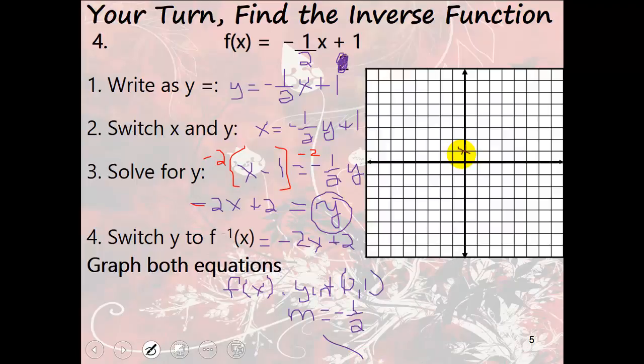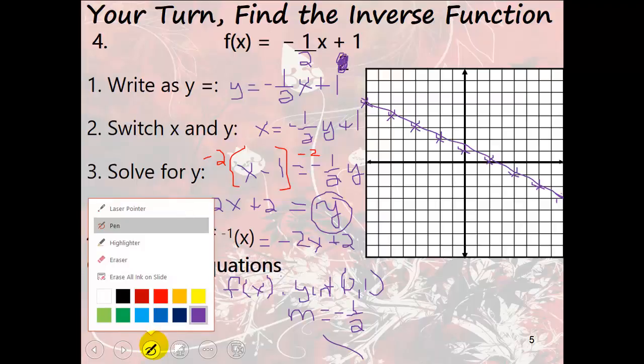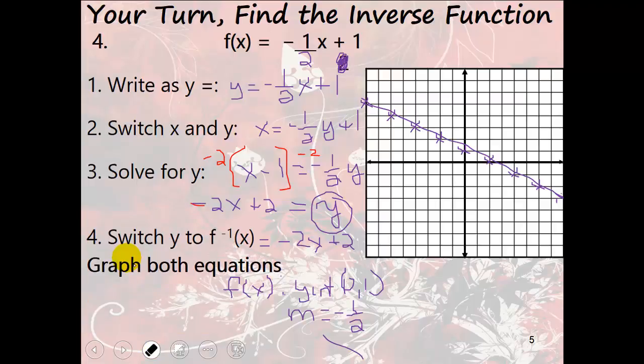Up 1 over 2 to the left, and keep going. Then down 1 over 2 to the right, and keep going. And then I'm going to connect this line. All right? Let me see if I can get that a little bit nicer.